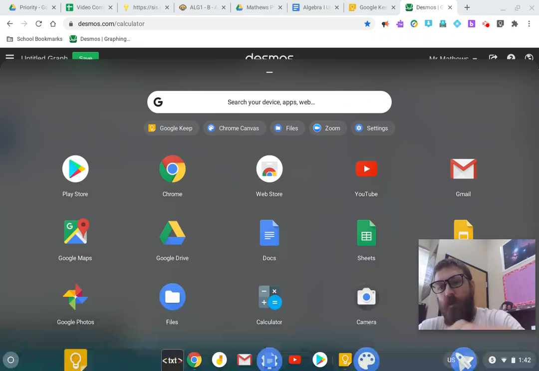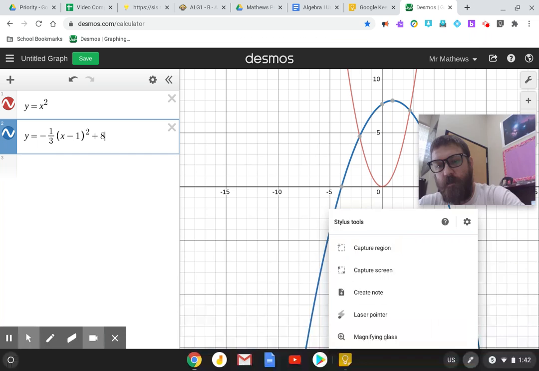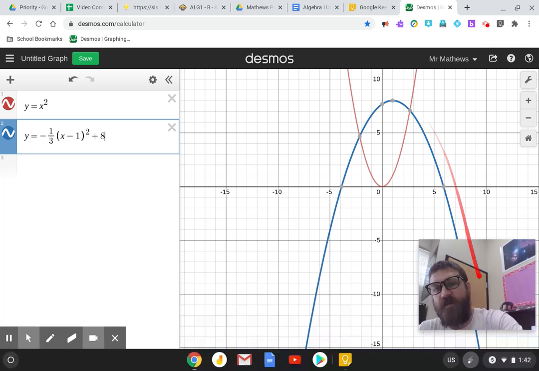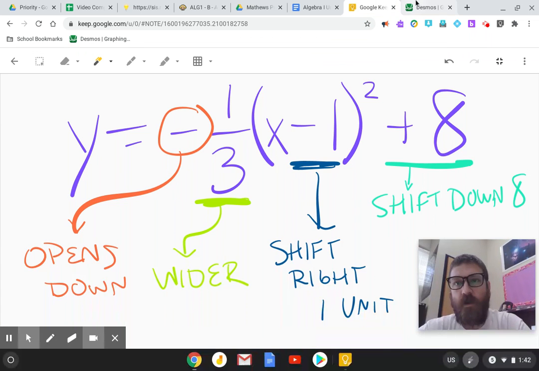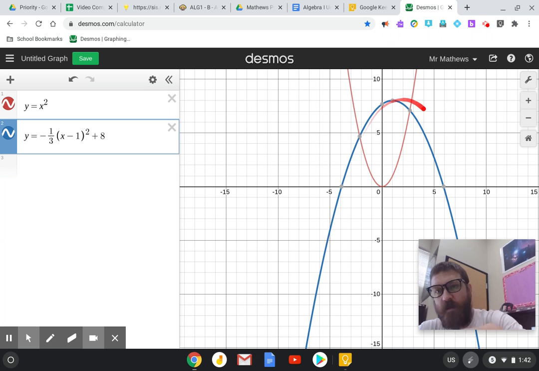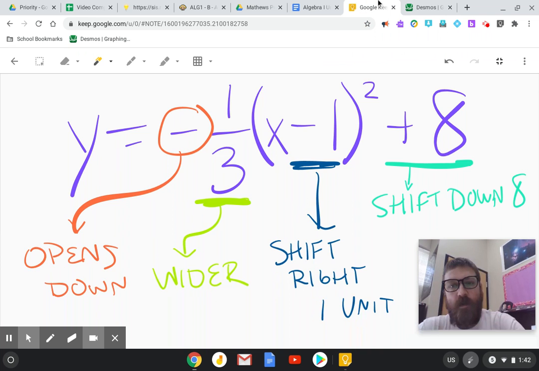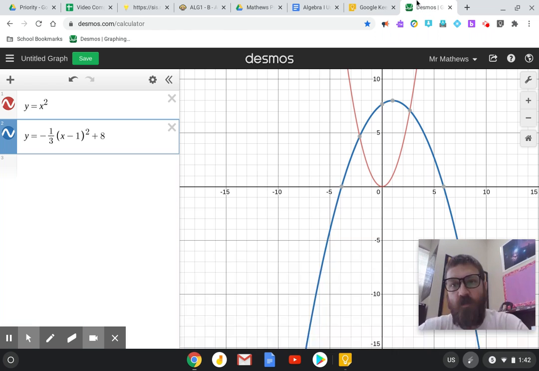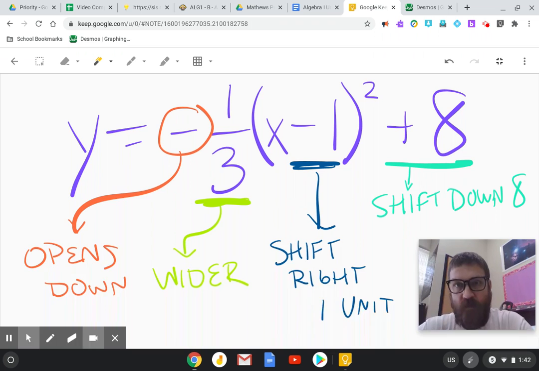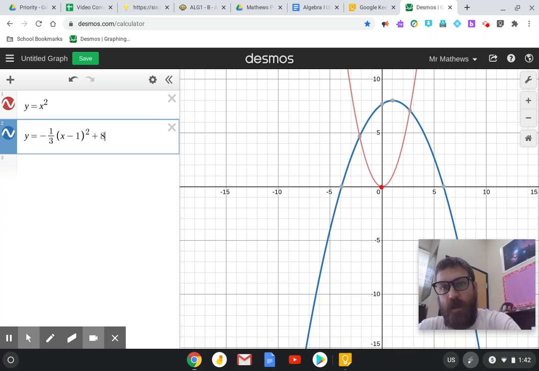The graph opens down. The graph is wider than my original graph. The graph has been shifted down 1 unit. Oh, Mr. Matthews messed that up. Sorry, to the right 1 unit. From here to here, you can see that point right there. I'll actually go ahead and highlight that point so you can see. Look, 1 to the right.